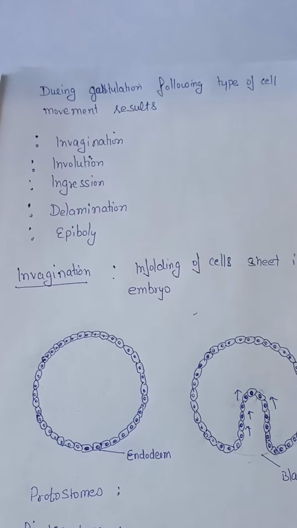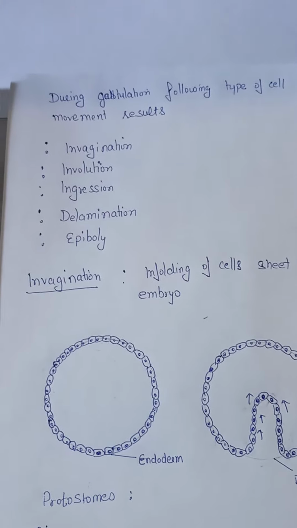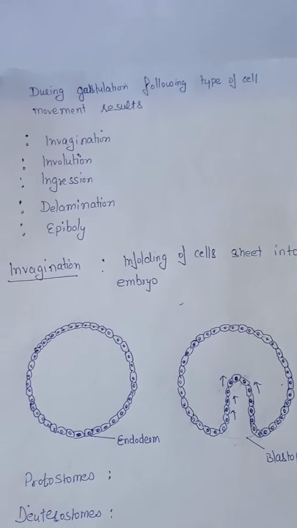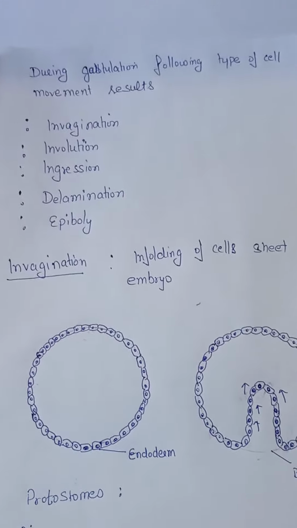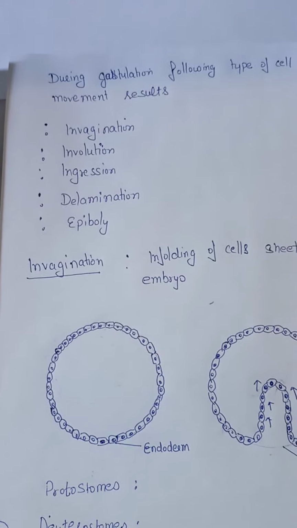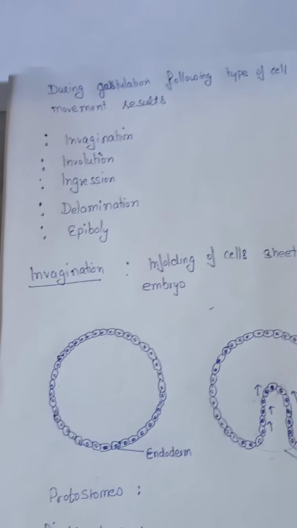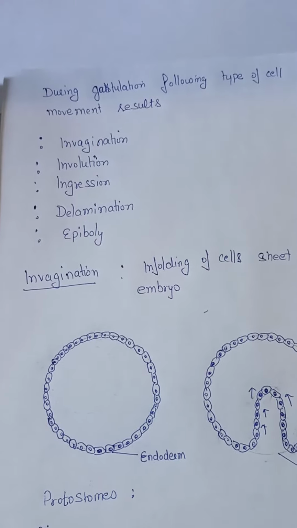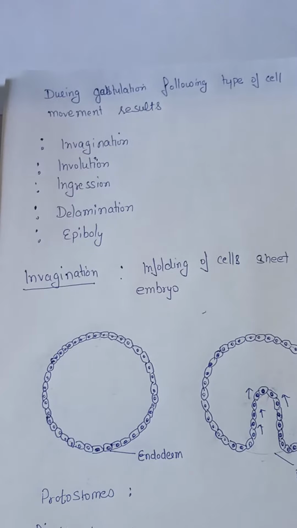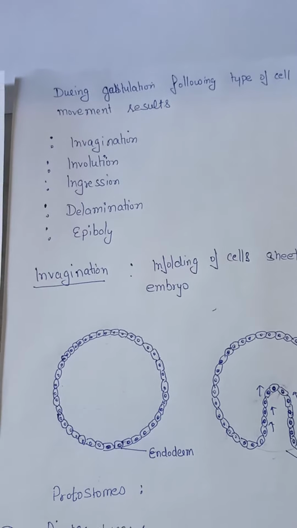So if we talk about invagination, what does it mean? Enfolding of the cell sheet into the embryo. So just consider the first diagram and the second diagram. Here in the first one you can see that endodermal cells are there, which are usually heavy because of the aqueous content and the cytoplasm. So the endodermal cells show invagination type of cell movement.